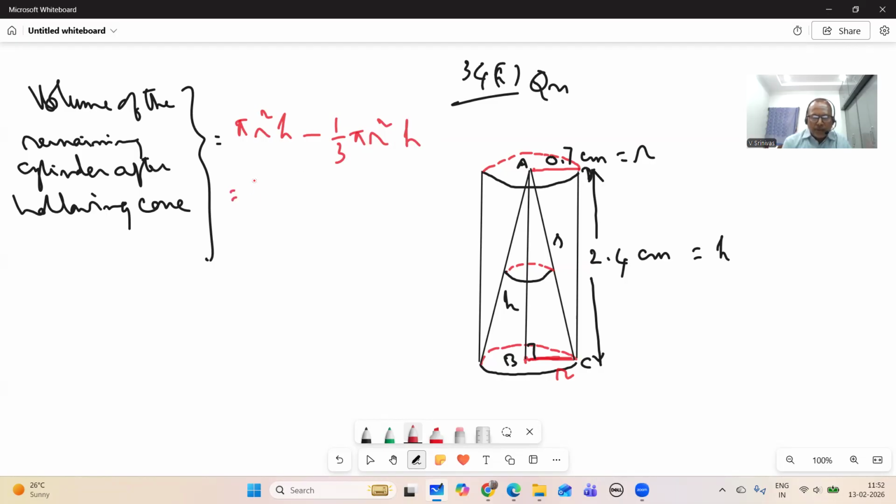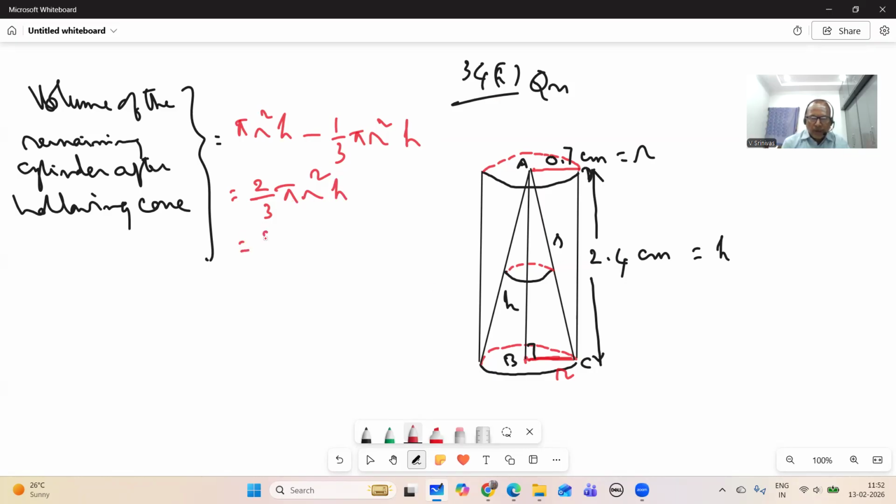Okay, so pi r square h is common. It is 1 minus 1/3 is 2/3. So it is 2/3 pi r square h. In these two, pi r square h is common into 1 minus 1/3, that is 2/3. So this is the volume of the remaining portion after hollowing out cone. And we are given r and h. r is 0.7 centimeters and h is 2.4 centimeters.